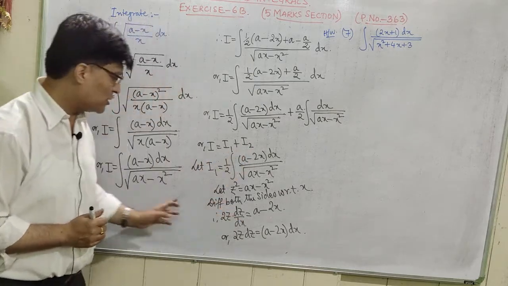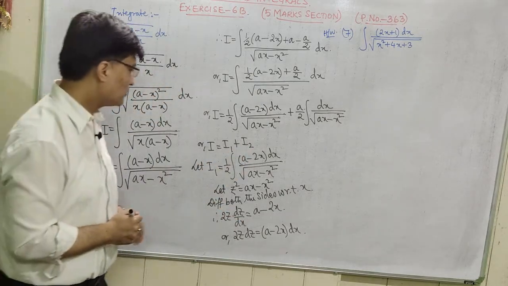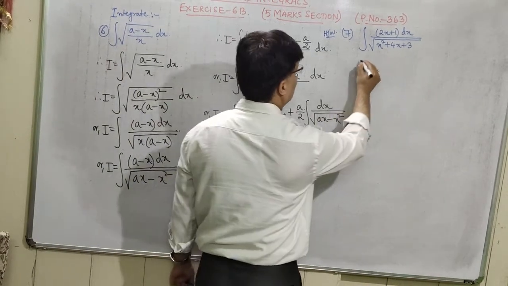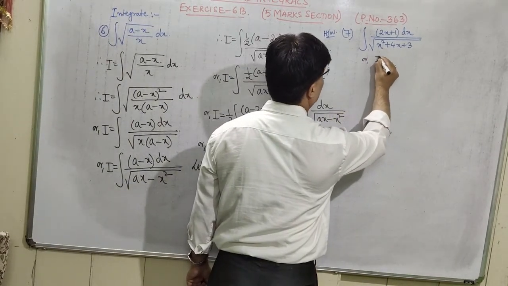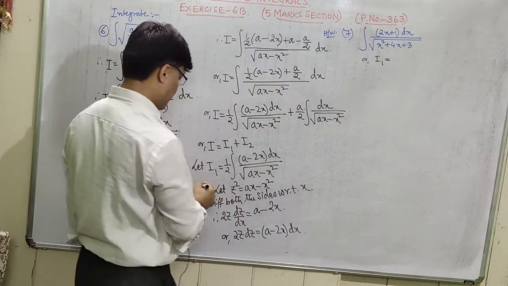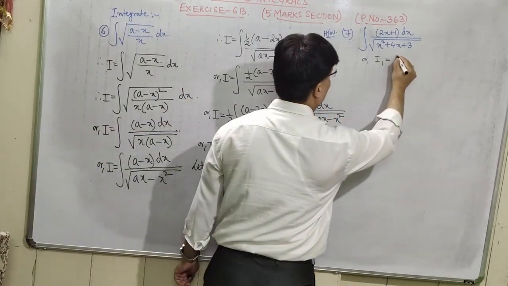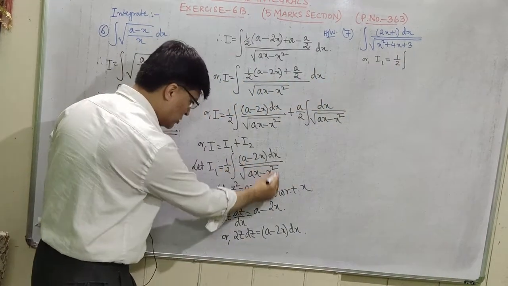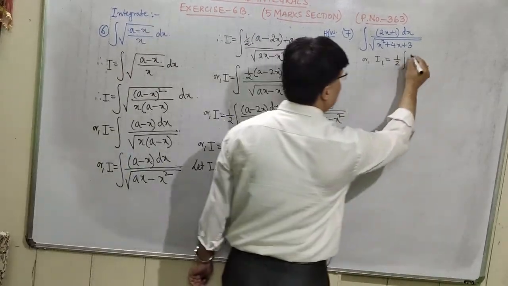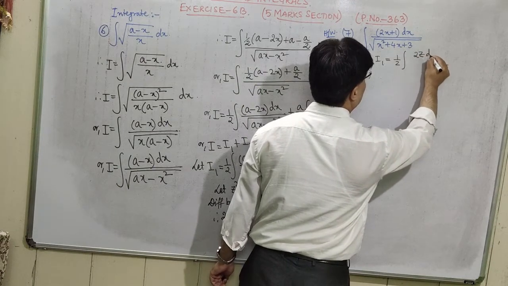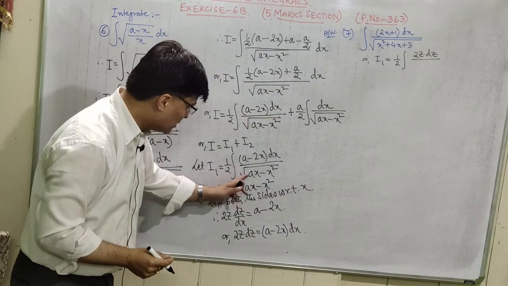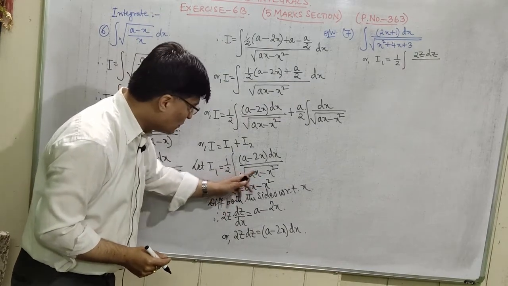That means we are getting the value of the numerator, that is a minus 2x dx is equal to 2z dz. So let us write these values in I1. Now I1 is equal to half integration of, what is a minus 2x dx? It is 2z dz, whole divided by within square root z square, root over z square.